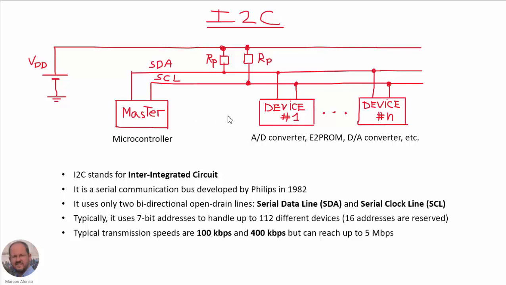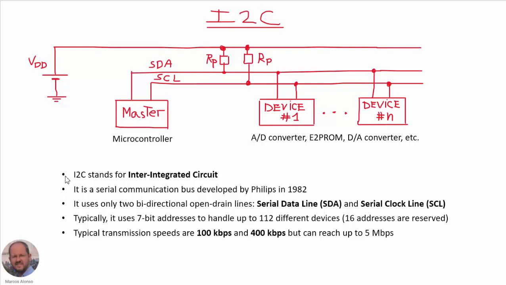Just a quick review about the I2C communication bus. Here we have the schematic of the communication. We have a master, which is our microcontroller, and then we have two lines, SDA and SCL, connected to the different devices with which we want to exchange information. And these two lines are connected to the power supply using two pull-up resistors.